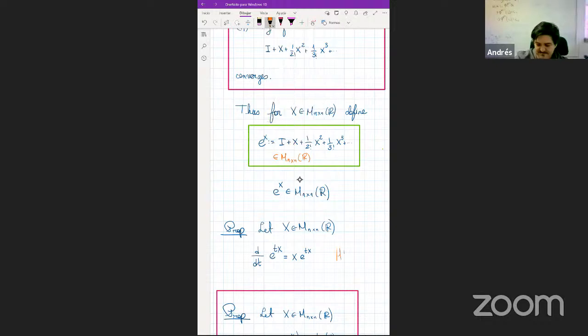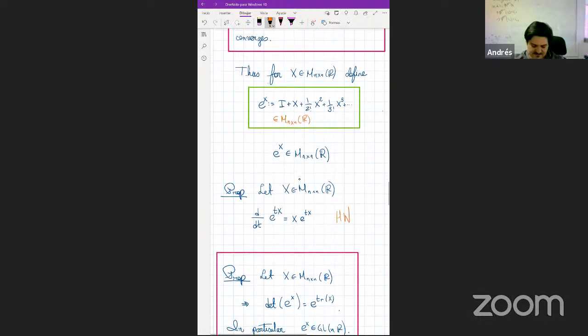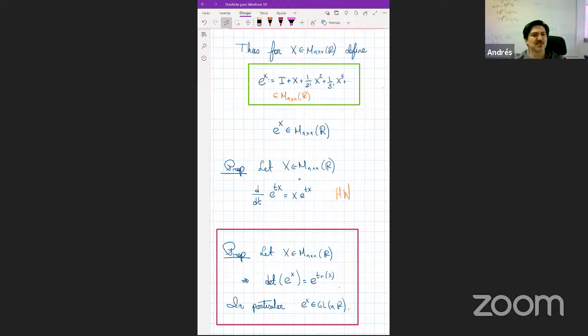But at least for n equals 1, that is true, right? It's just e to the ta, the derivative, exactly that. Okay, so for n equals 1, but you can see in the book the general case. So instead, I'm going to focus on this result.